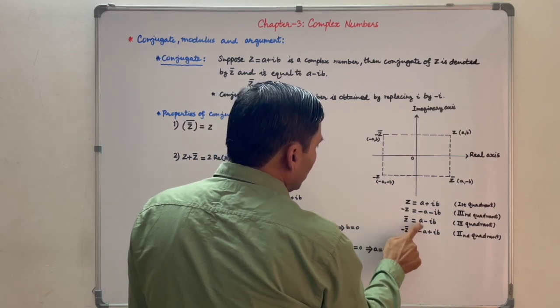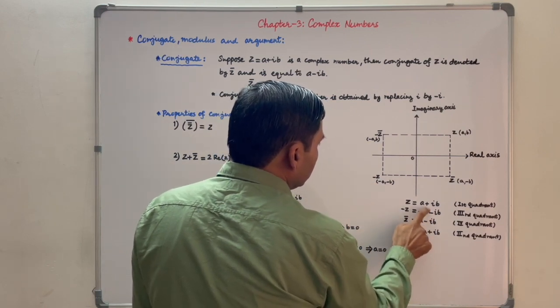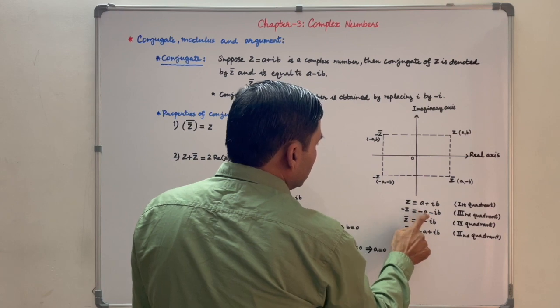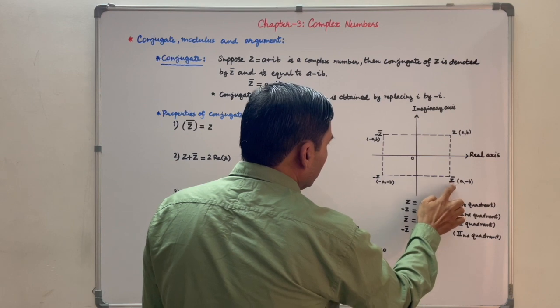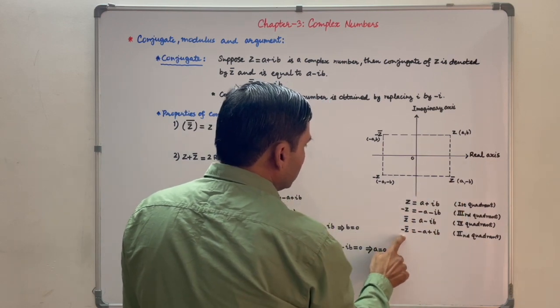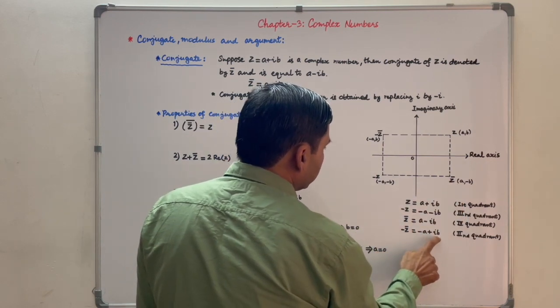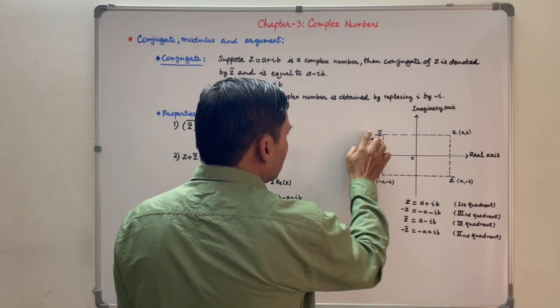Z bar is equal to A minus iB. We just need to change the sign in between. So plus A, minus B. Plus A, minus B will be in the fourth quadrant. Minus Z bar is equal to minus A plus iB. Minus A, plus B will be in the second quadrant.